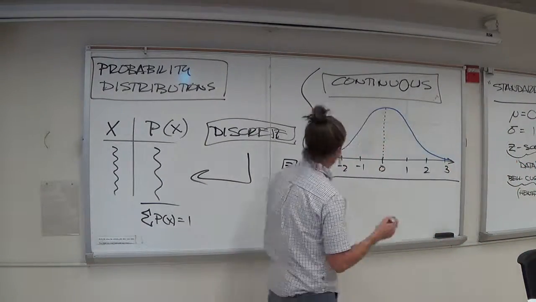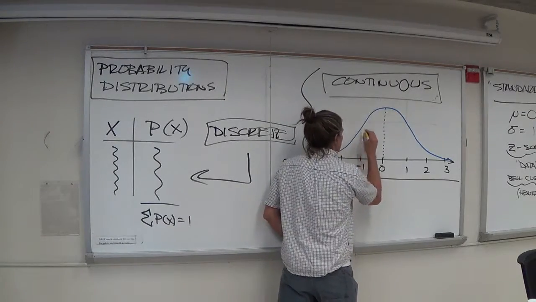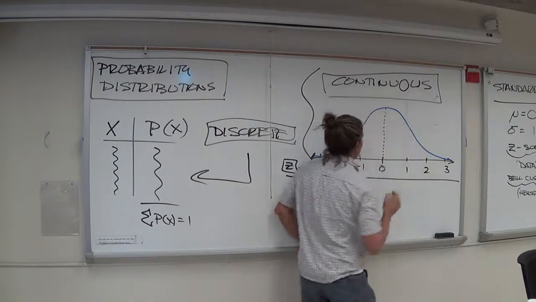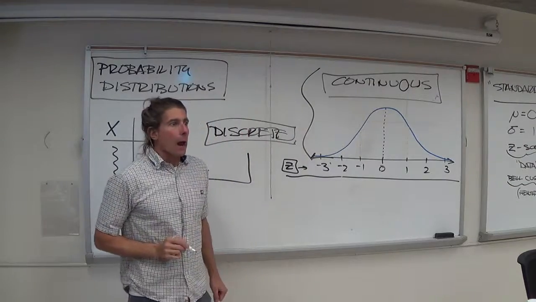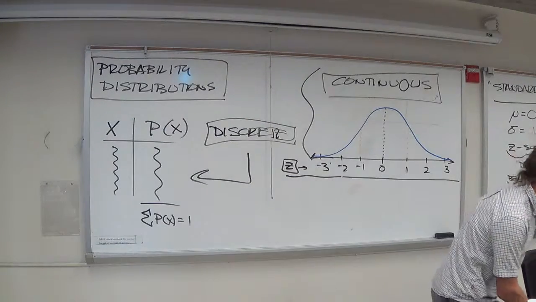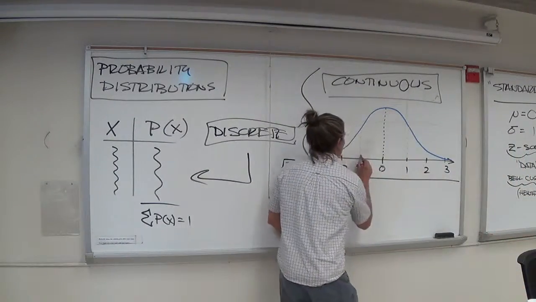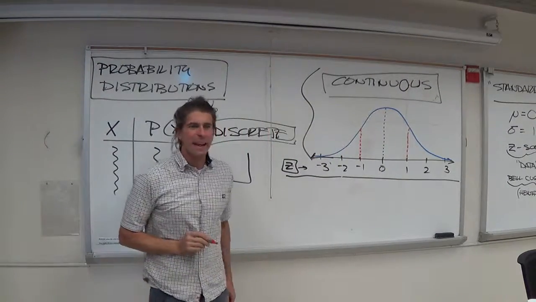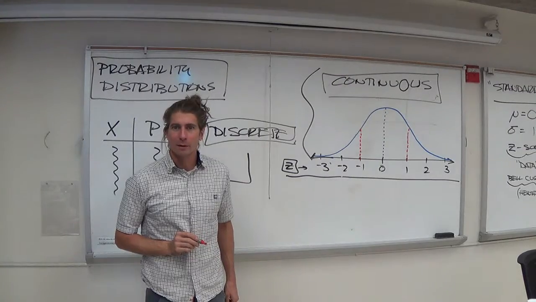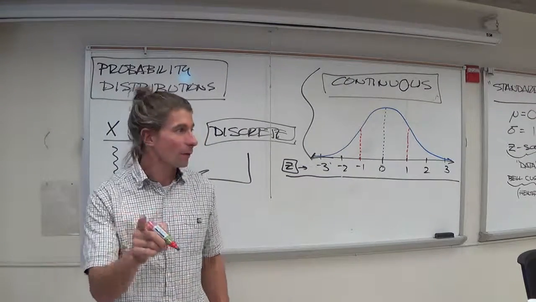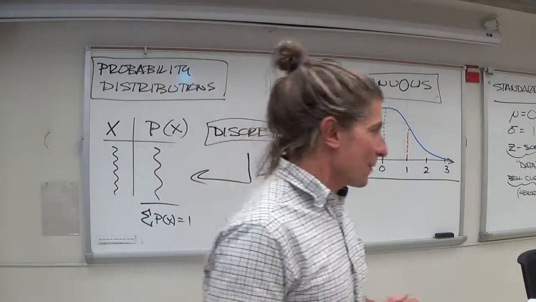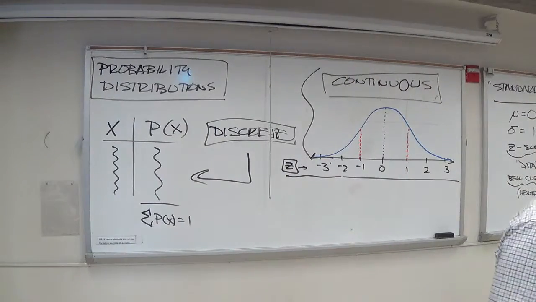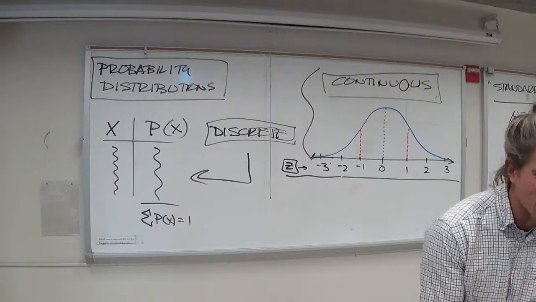How much of the data is between that and that? Oh, you can't see that. Red. Perfect, unison. How much of the data is between negative 1 and 1? 68% roughly, right? That's a number that we empirically arrived at in class together about 5 weeks ago.